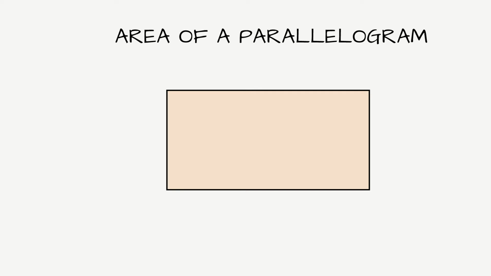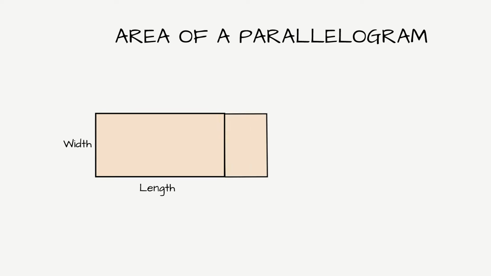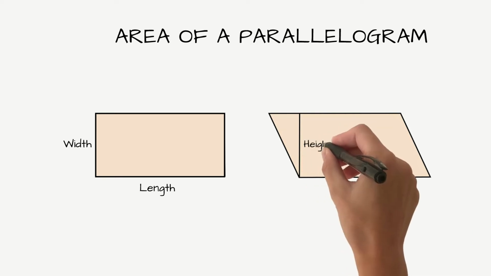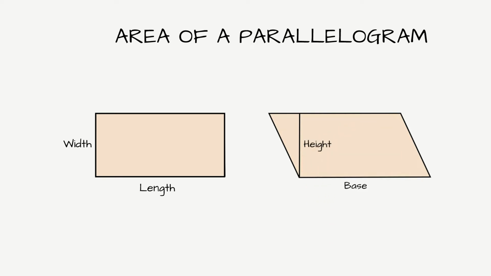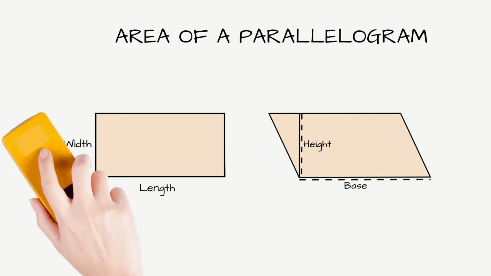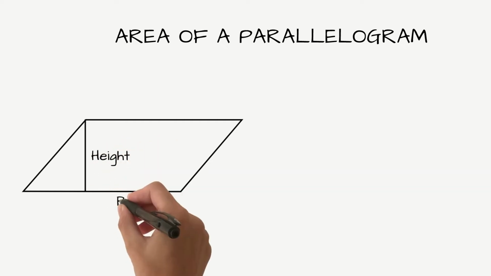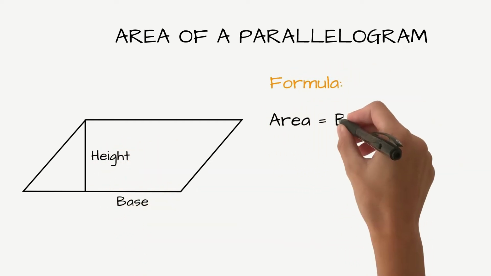Since we know that the area of a rectangle is length times width, and since we just saw that a rectangle and a parallelogram have the same area, we can easily find the area of a parallelogram using the same formula. However, instead of using length and width, we will use base and height to represent the dimensions. The base of a parallelogram is known as this line segment, and the height will always be perpendicular to its base. Therefore, the formula for finding the area of a parallelogram is area equals base times height.